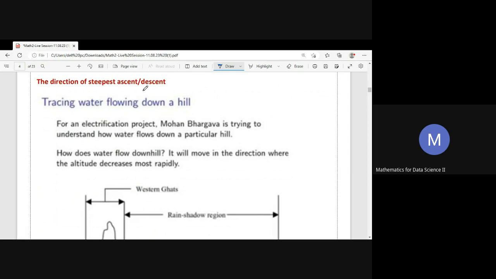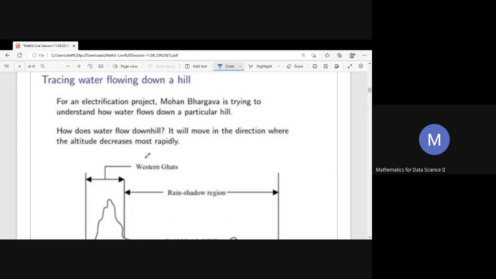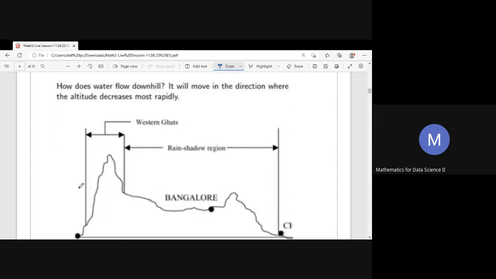What is the steepest ascent or descent? In the example given in the video, for an electrification project, you want to understand the water flow of a hill. This is the outline of the hill given to you, and you want to find the direction in which the water is flowing.